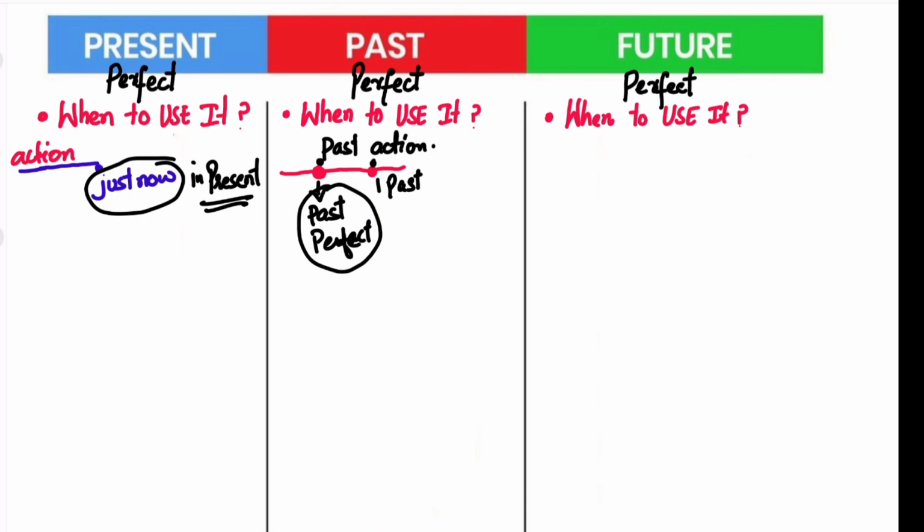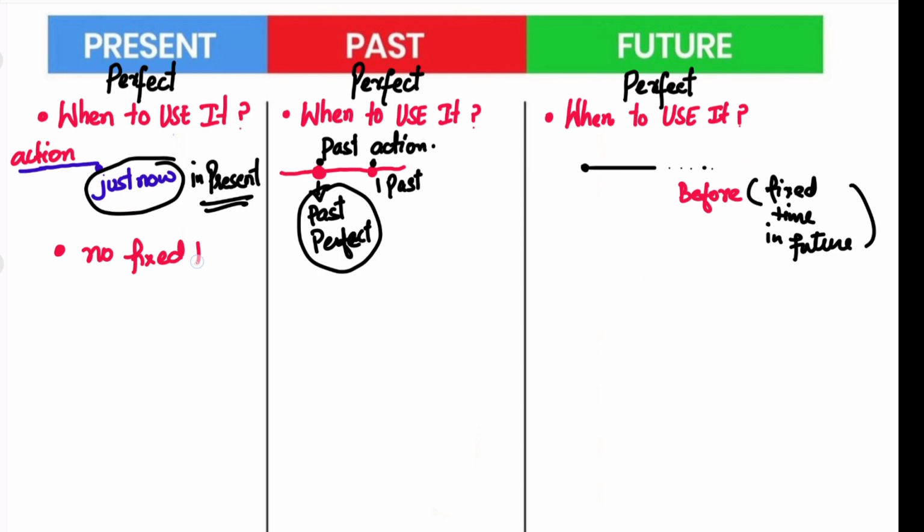When to use future perfect tense? When an action will be completed before a fixed time in the future, we use future perfect tense. No fixed time given in present perfect tense.